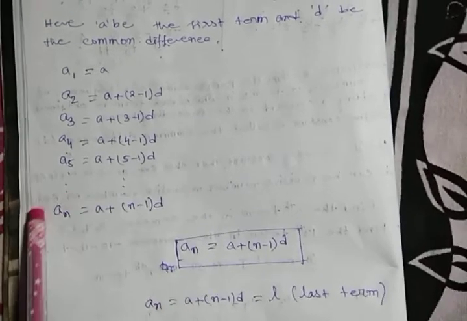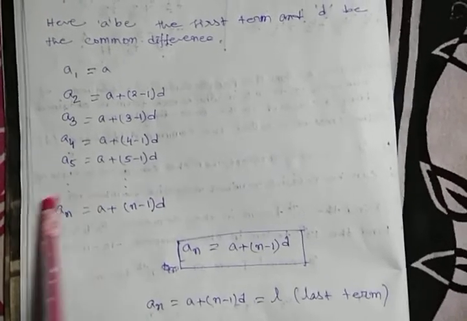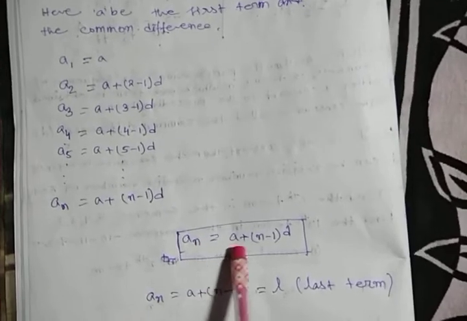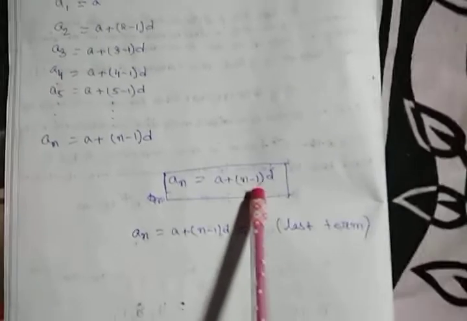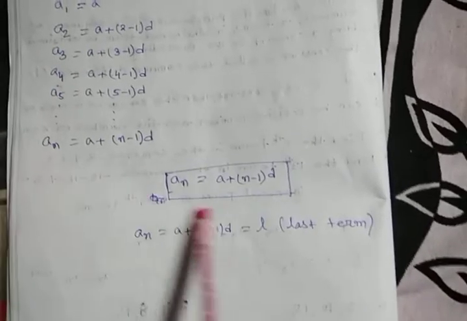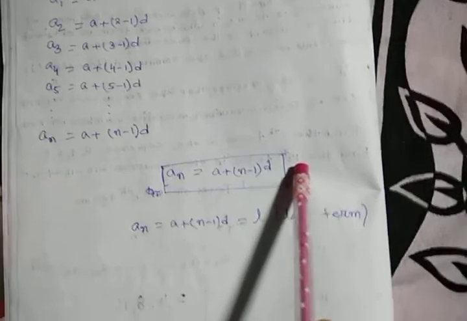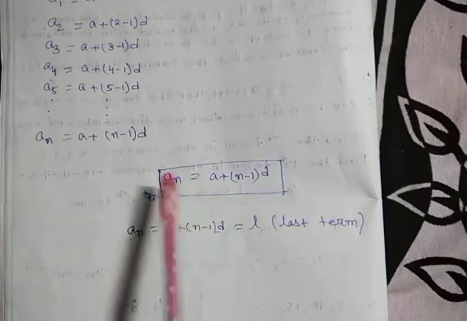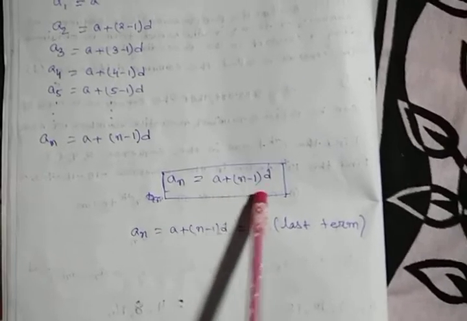So this is the formula for finding the nth term: an equals a plus n minus 1 into d. This is the first equation of the AP, and this is known as the formula for finding the nth term. That means if we put any number here, we can find any term.